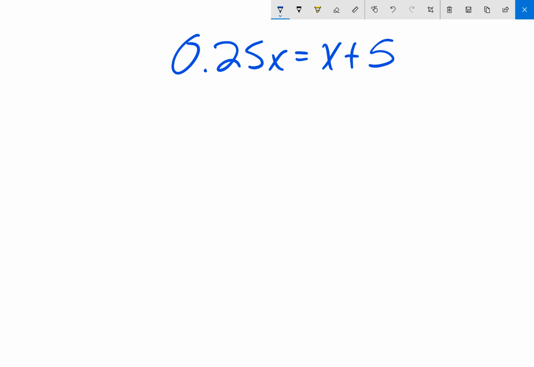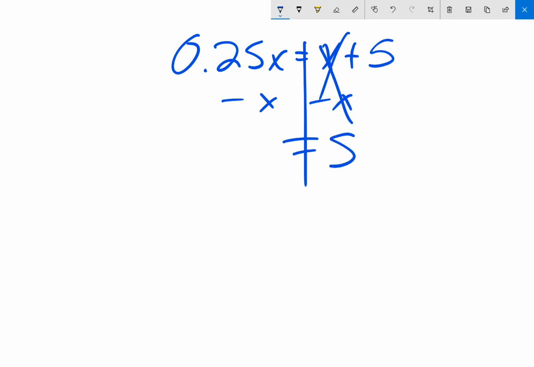So now, just like the last problem, I'm going to move this x to the left side so that I can have my x's on the left and then have 5 on the right. But be careful, 0.25x minus 1x, you don't want to mess that up. The x's aren't going to cancel out. It's simply 0.25 minus 1, which gets us negative 0.75x.